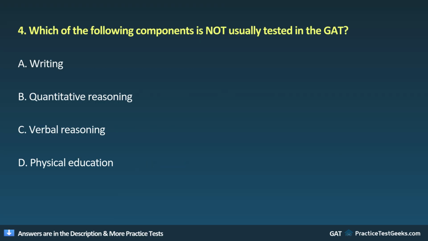4. Which of the following components is not usually tested in the GAT? A. Writing. B. Quantitative reasoning. C. Verbal reasoning. D. Physical education.